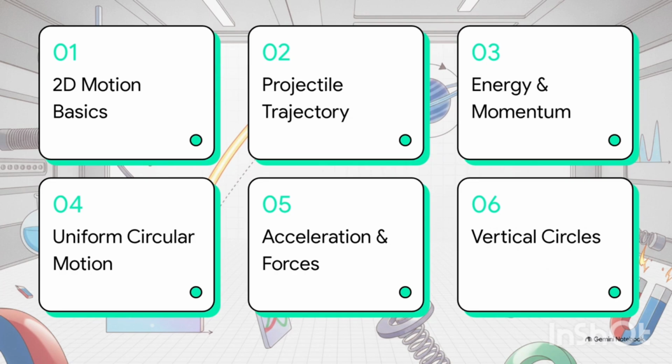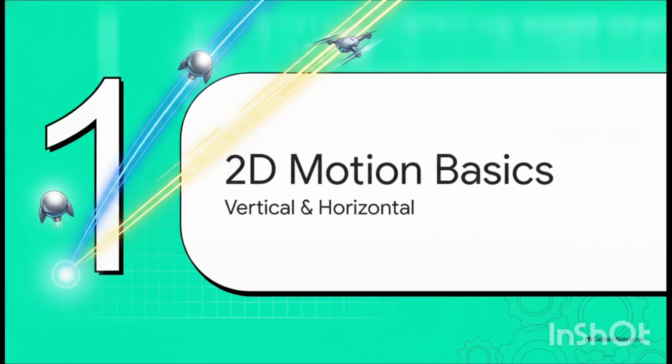Here is our quick roadmap for the next few minutes. We're covering two-dimensional motion basics, the projectile trajectory, projectile energy and momentum, uniform circular motion, acceleration and forces, and wrapping up with motion in vertical circles. Let's get to it. Section 1. Two-dimensional motion basics, vertical and horizontal independence.